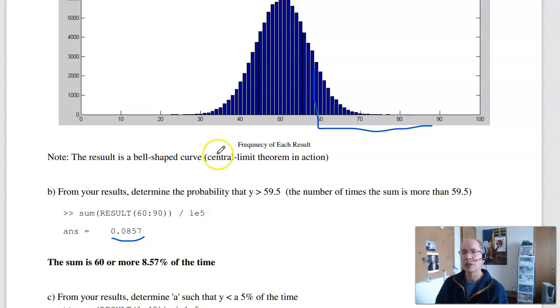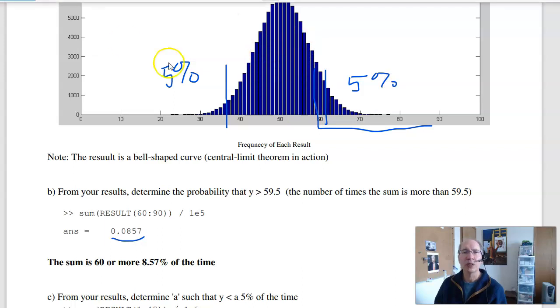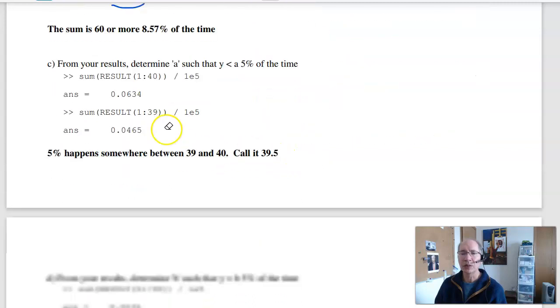If I want to know the 90% confidence interval, I want to draw these two thresholds. Here, the left side has an area of 5%. The right side has an area of 5%, leaving 90% of the middle. What are those two thresholds? And again, using Monte Carlo, I can just do a search. Let's sum up all the results between 1 and 40. I get 6%. 1 and 39, 4.6%. So somewhere between 40 and 39, call it 39.5.